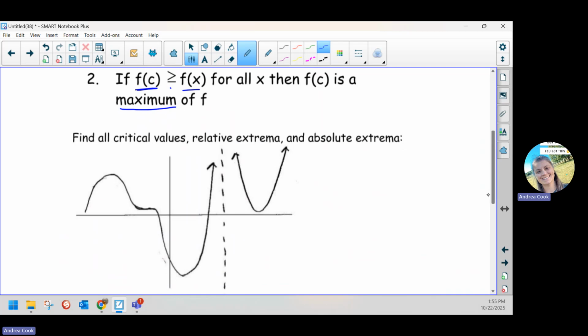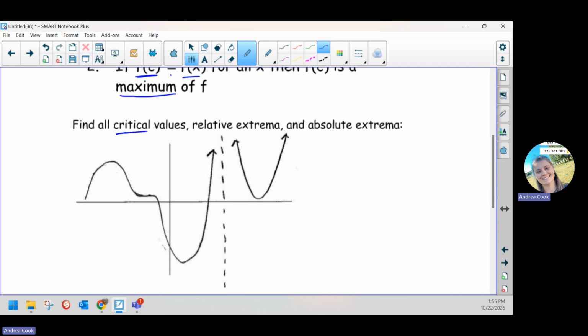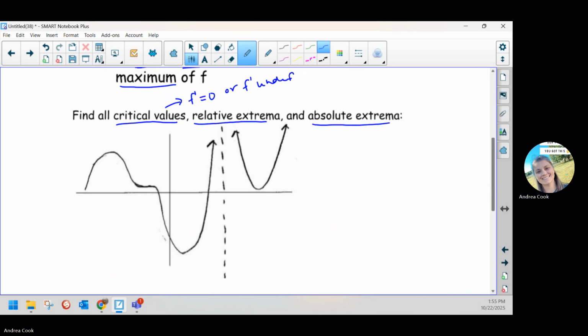Okay, so this next graph, we're going to find all the critical values. So again, critical values: f derivative is equal to 0 or f derivative is undefined. Relative extrema and absolute extrema. So I'm going to do derivative equaling 0 first.